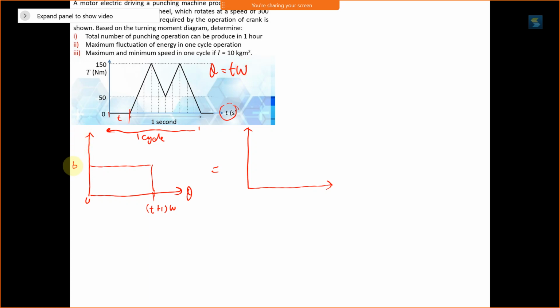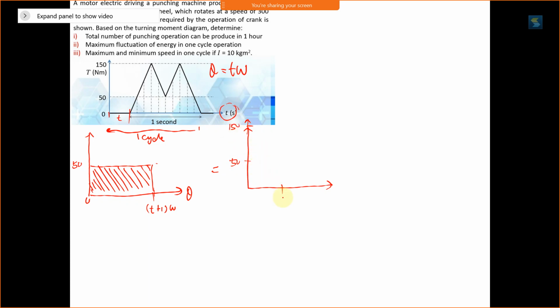So this is 50 Newton meter. Okay, so this is our constant torque mean. Alright, so we'll produce energy here, which is this is 50 and this is 150 somewhere here, 150.